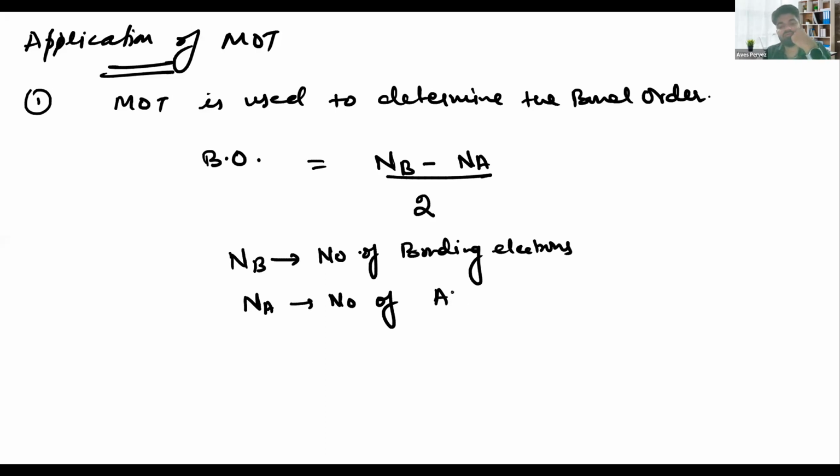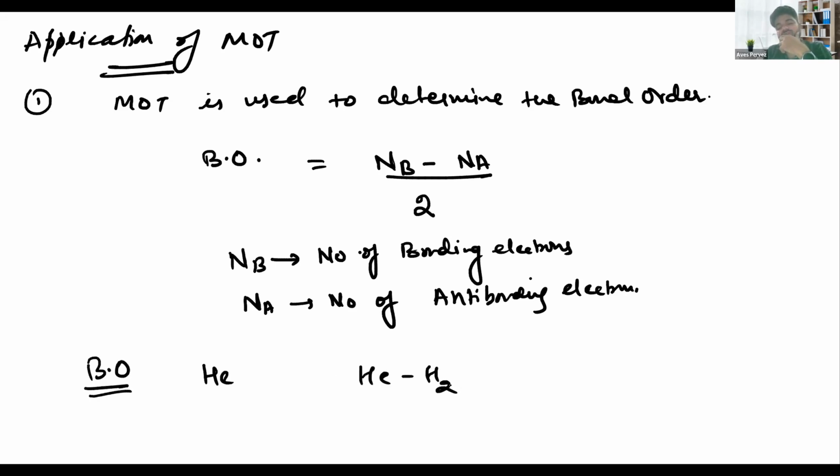Number of anti-bonding electrons. For example, if I'm talking about the bond order of helium, He2 does not form because it is a noble gas. So why does helium not form the He2 molecule? Why does it not form? Let's talk about this one.